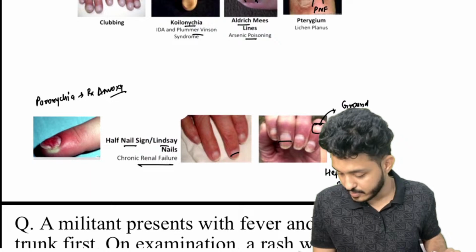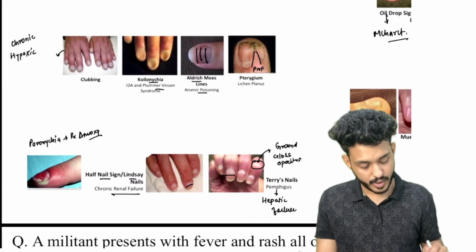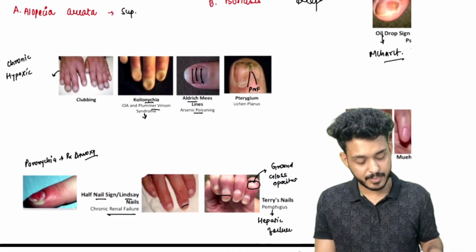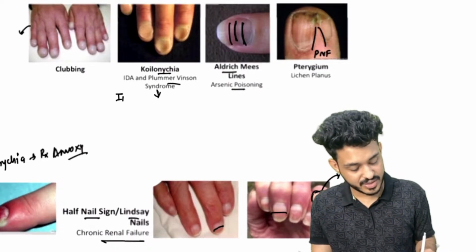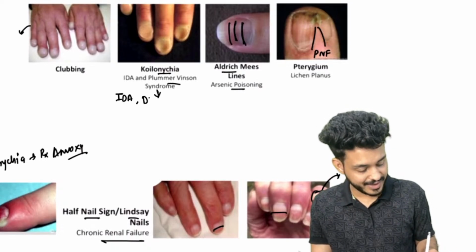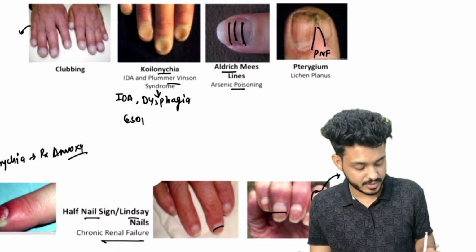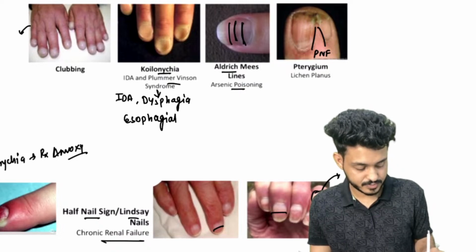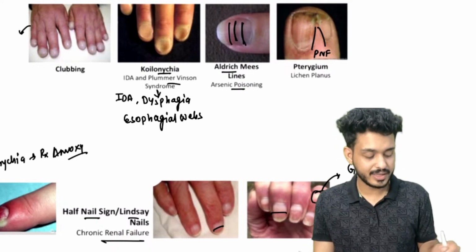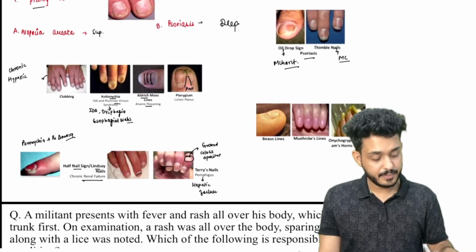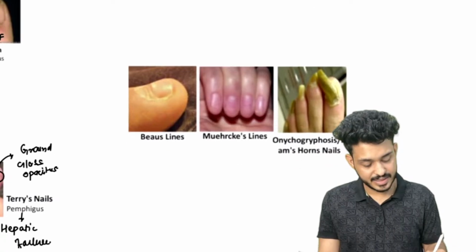Okay, very good, Meher, Sadia. Okay, so what is the triad for Plummer-Vinson syndrome? We are having iron deficiency anemia, we are having dysphagia, and we are having esophageal webs. Okay, right.